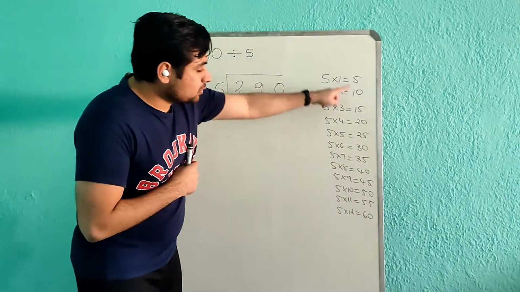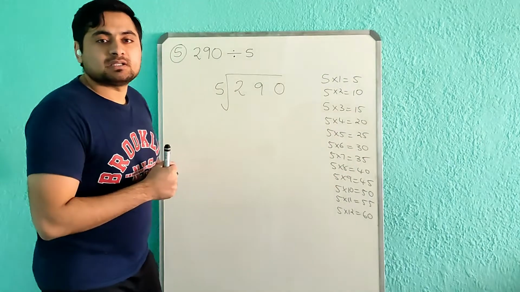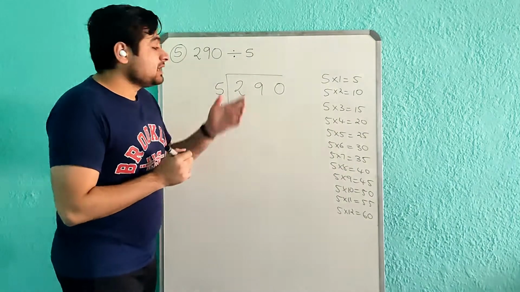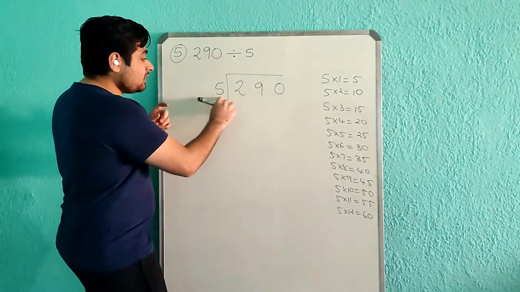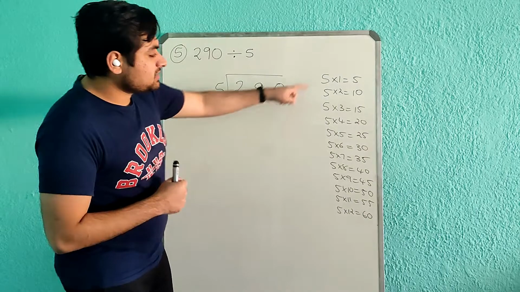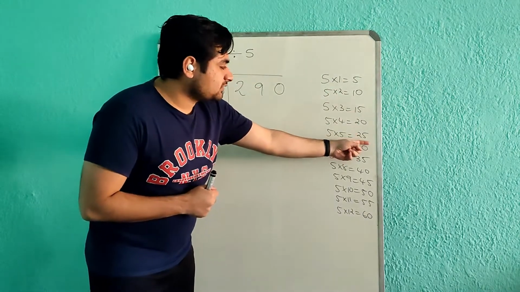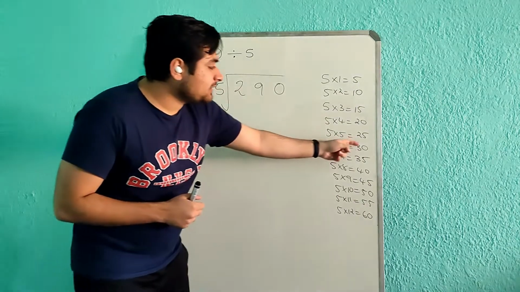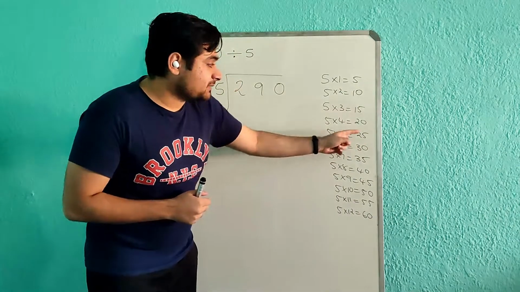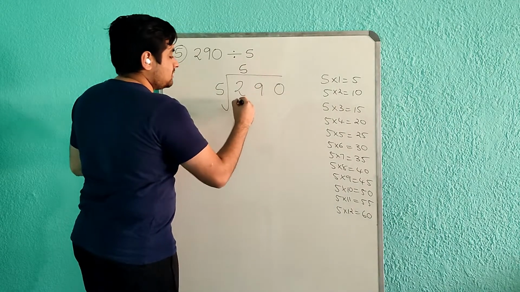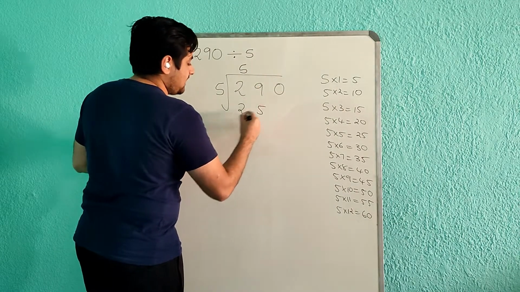You go and have a look. You can see 29 does not come in the table of 5. So what is the next solution? Now you ask yourself, is there a number in the table of 5 which is smaller than 29? So we go and check. We can see, oh, there is 25 which is smaller than 29, right? But how many times? 5 times 5 gives you 25. So you write a 5 here and then 25, right?